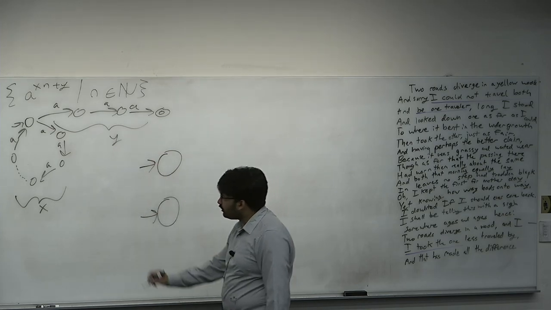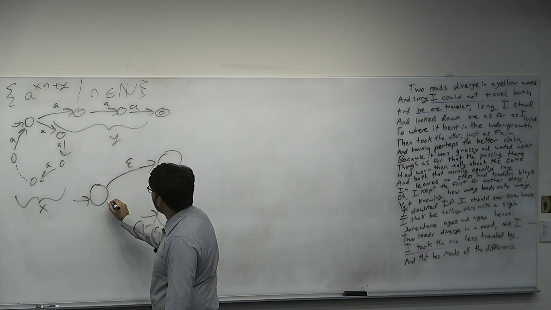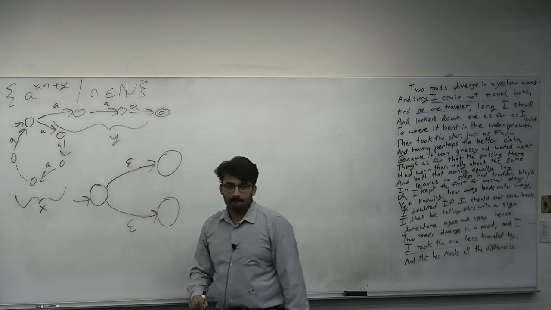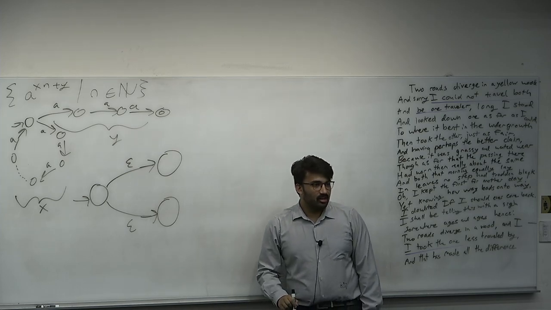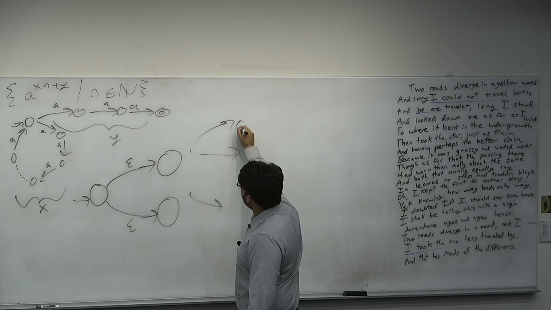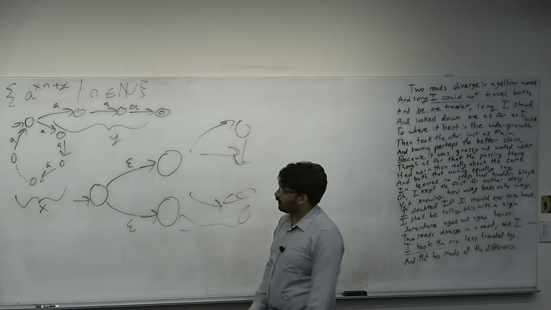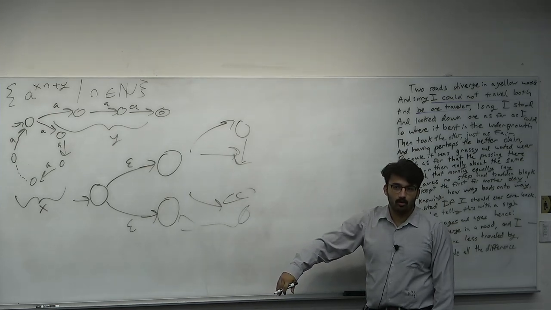Well, what do you do? All you do is add a single new start state and then epsilon transition to both of the old start states. The computation non-deterministically guesses on which one you're going to go. Right? Which do you go, up or low?